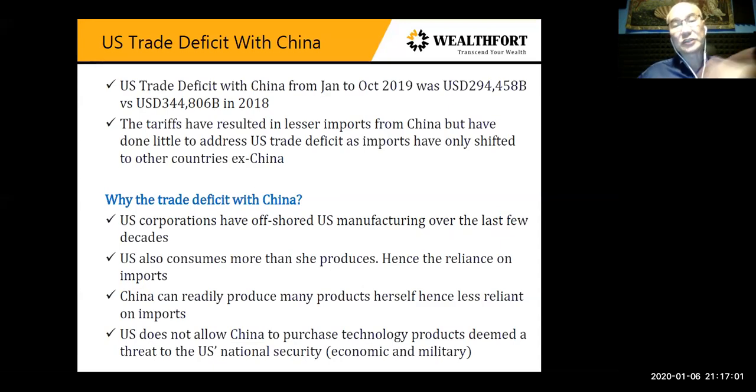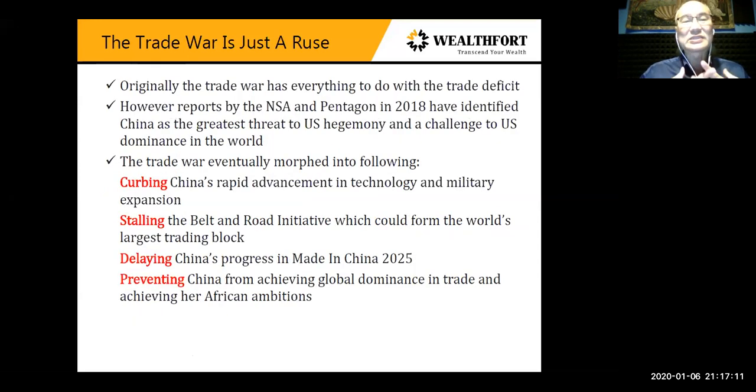But then of course the US argument is that, hey, we sell it to China, China reverse engineering, then they come up with something better. So maybe that's why they do not want to sell. Okay. So as I say, the trade war is just a ruse. Originally, the trade war has everything to do with the trade deficit.